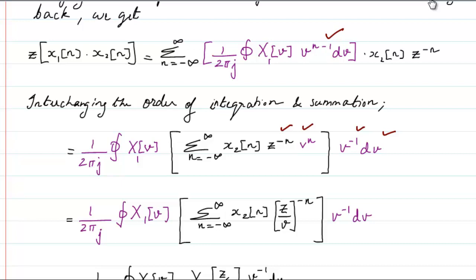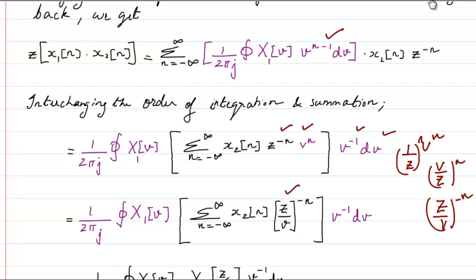So I will write this as v raised to power n into z raised to power minus n, which can be written as 1 by z raised to power n, which can be written as v by z the whole raised to power n, or I can write it as z by v the whole raised to power minus n. So that is what we have done here, z by v raised to power minus n.